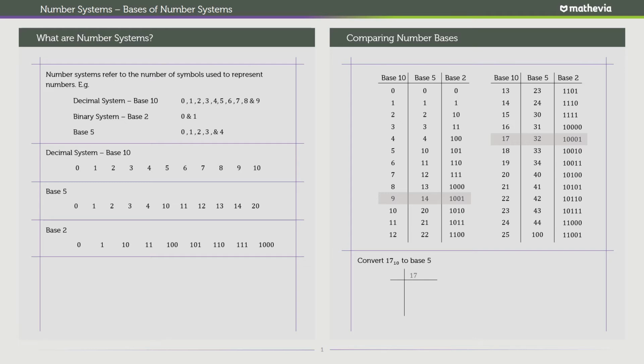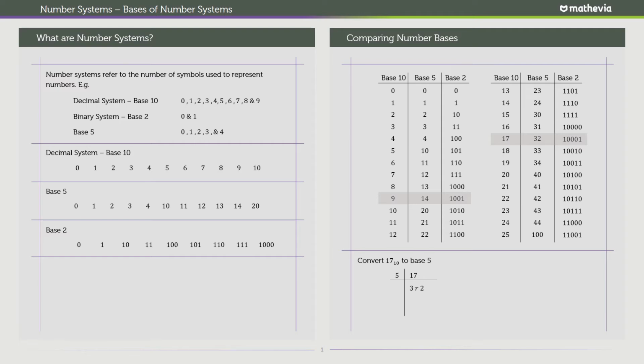You draw this table and you put 17. You're converting 17 base 10 to base 5, so you're going to divide by 5. We say 17 divided by 5. We can't divide 17 by 5 evenly. What we have is 3 remainder 2. We can divide 15 by 5, and 15 divided by 5 is 3. So 17 divided by 5 is 3 remainder 2.